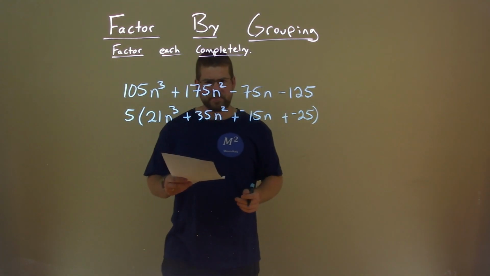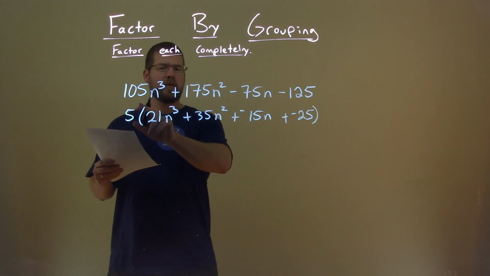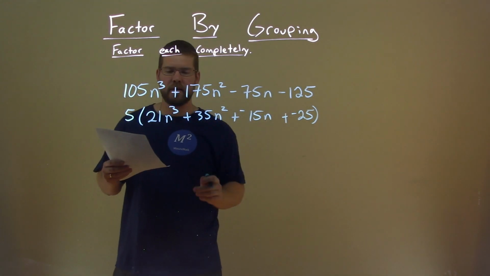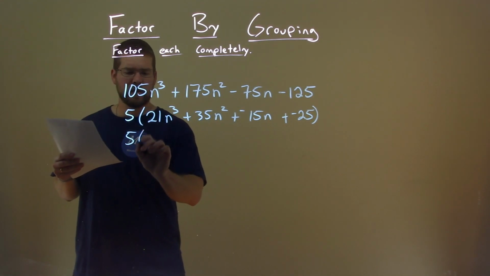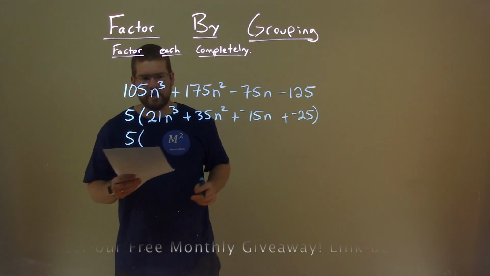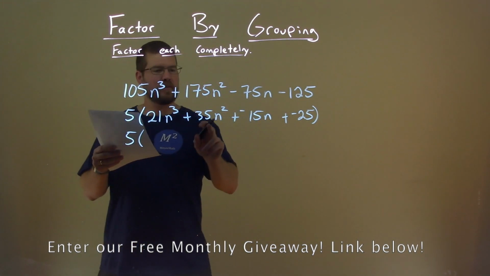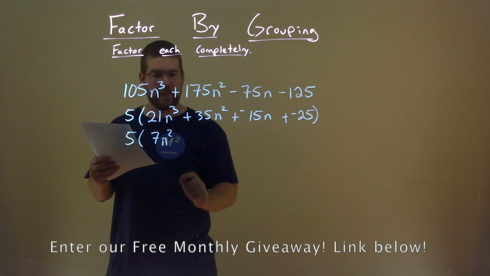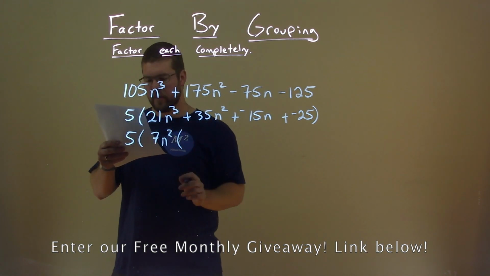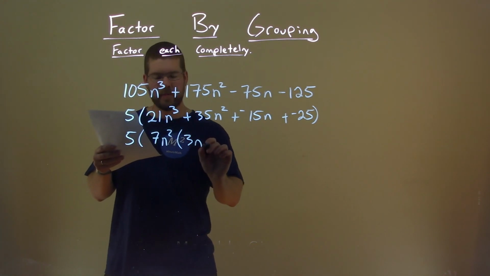All right. So now that we've pulled 5 out of each one of these numbers, let's deal with our groupings. 5 stays down here, but notice 21n to the third power and 35n squared both have 7n squared in them. So if we pull that out from both parts, we're left with 3n and then a 5.